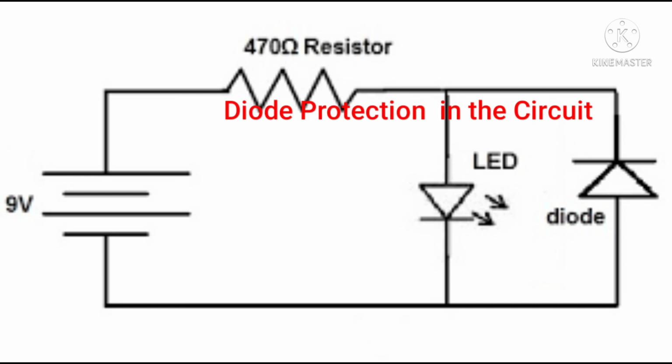The purpose of the diode in the circuit is to act as a one-way switch for current. It allows current to flow easily in one direction but severely restricts current from flowing in the opposite direction. This is an example of diode protection in the circuit. These are the uses and functions of a diode in the circuit.